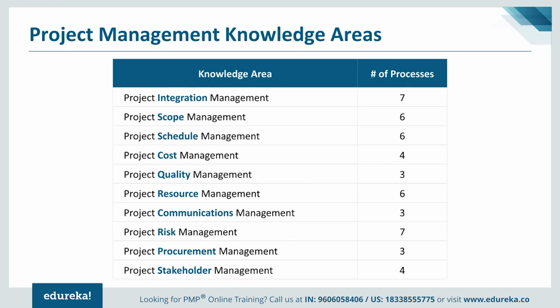So I am sure this must have given you a fair idea about what all we have to study as a part of the exam. As a part of the examination, we'll have to study how these process groups, these 10 knowledge areas and 49 processes are interlinked, and we also need to go through all of these processes and understand them one by one.